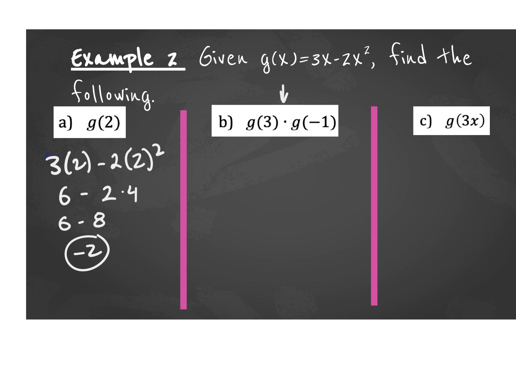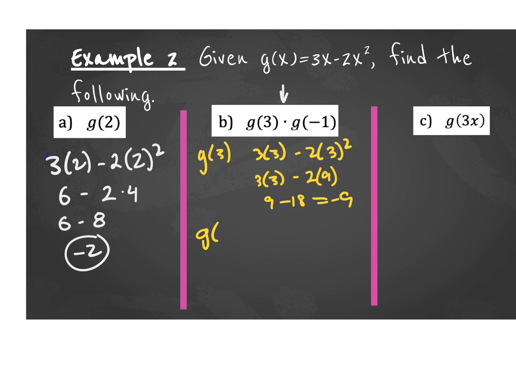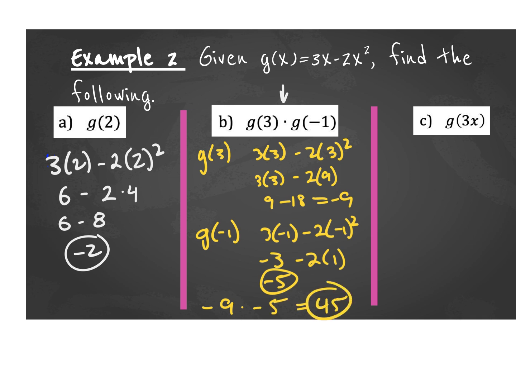G of 3 times G of negative 1. So I need G of 3, which will be 3 times 3 minus 2 times 3 squared. So 3 times 3 minus 2 times 9. So 9 minus 18 yields negative 9. G of negative 1 is going to be negative 3 times negative 2 times 1. So that's going to be negative 5. So when I multiply this, my final answer will be 45.